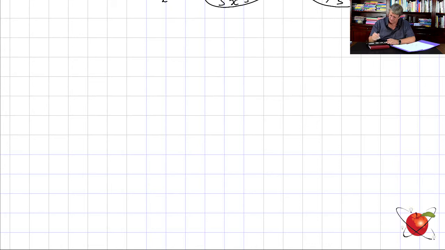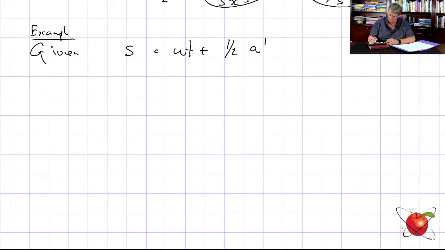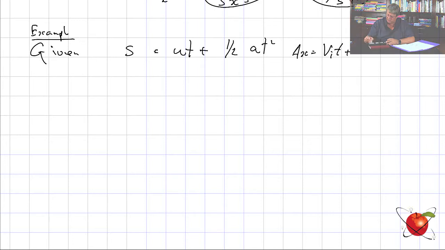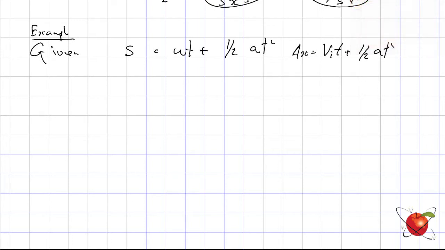Just have a look at this. For those of you who do physics, this is another example. If you've had a look, you will see there's a formula: s is equal to ut plus a half at squared. s is displacement. This is the formula which is the same as delta x is equal to v initial times time plus a half at squared. You can see displacement, initial velocity, acceleration, and time.